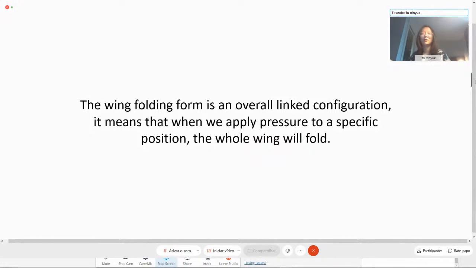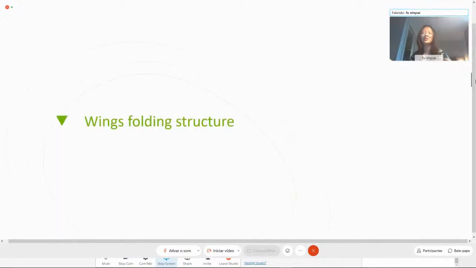And we can draw a conclusion. The wing folding form is an overall linked configuration. It means that when we apply pressure to a specific position, the whole wing will fold. In addition to the folding method, we have also done some research on the folding structure of membrane wings.